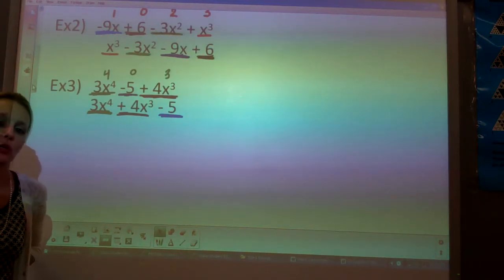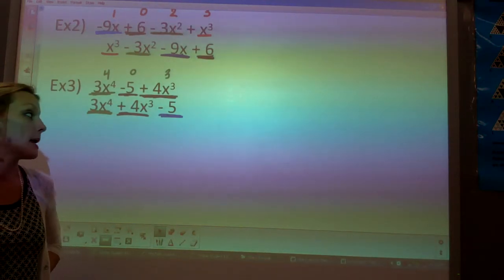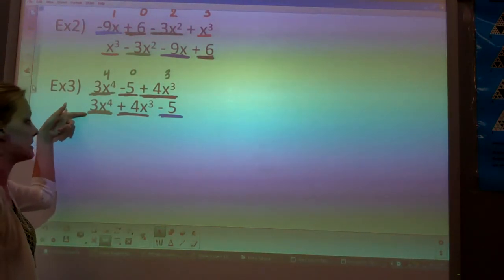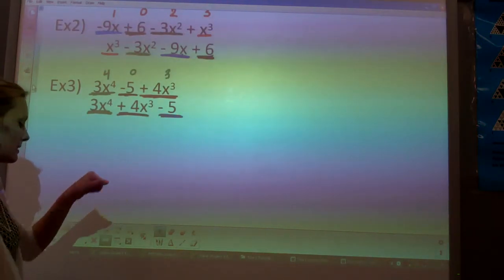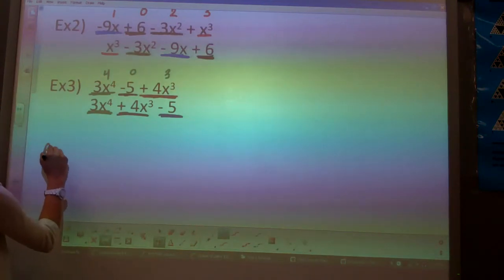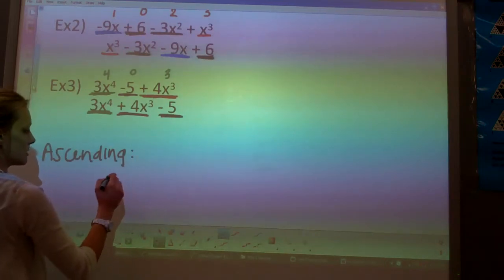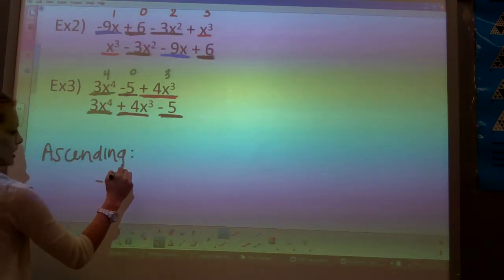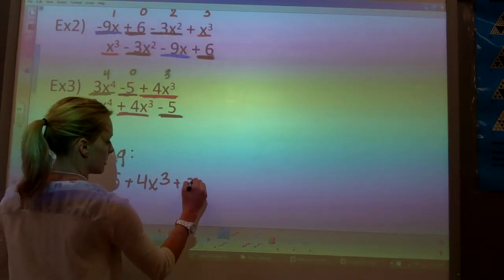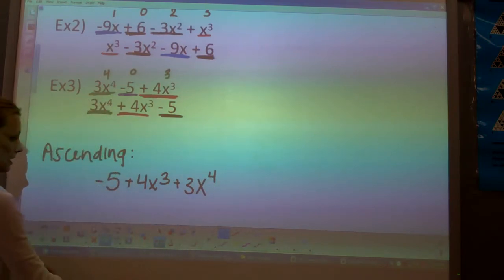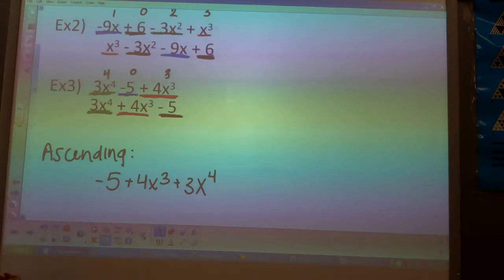Sometimes you might be asked to put the polynomials in ascending order. Ascending order is just the opposite. So this is descending order. Ascending order goes backwards. Ascending order would be your smallest, which is minus 5, plus 4x cubed, and then plus 3x to the 4th. This is ascending order. However, usually we write it in descending order.